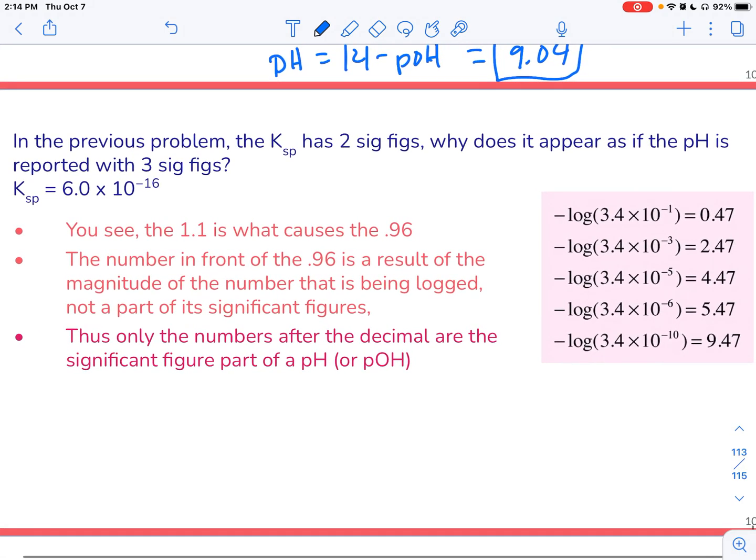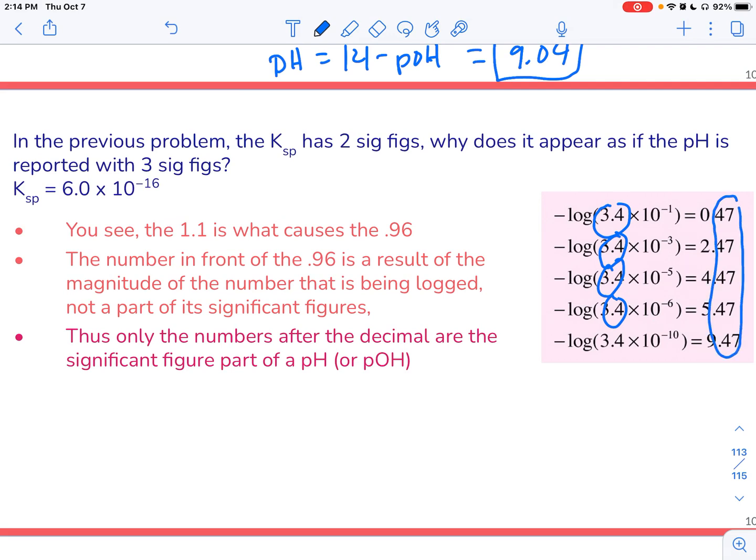Here's a little bit about significant figures with pH. There's nothing much to do here with this one. In the previous problem, Ksp has 2 sig figs, but why does the pH look like it's 3? If you take a look at these, whatever this number is, where the sig figs come from, that affects only the stuff after the decimal point. So that's what we do our sig figs based on. The stuff before the decimal point for pH doesn't count for significant figures. So that's why they look kind of funny, but if we have 2 decimal places, that's 2 sig figs for pH.